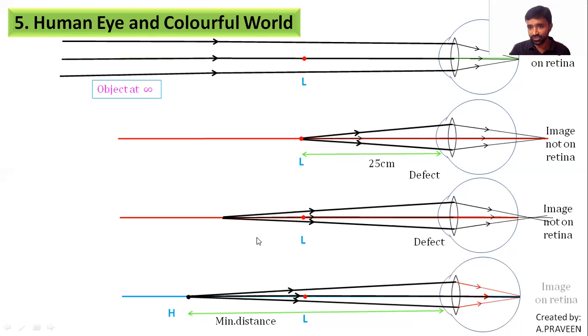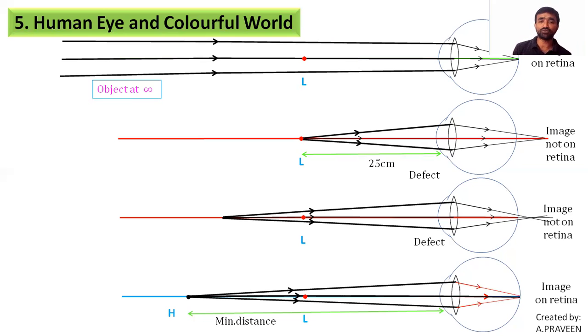Right? So in this case, the image is on the retina. So is it a defect? No. So here, look at the four diagrams I have given. In the first one, the object is at infinity and the image is on the retina, so there is no problem, no defect in this case. In the last one, if the object is at H distance, that means the minimum distance to see the object for a person with this defect, there is no problem because the image is on the retina.